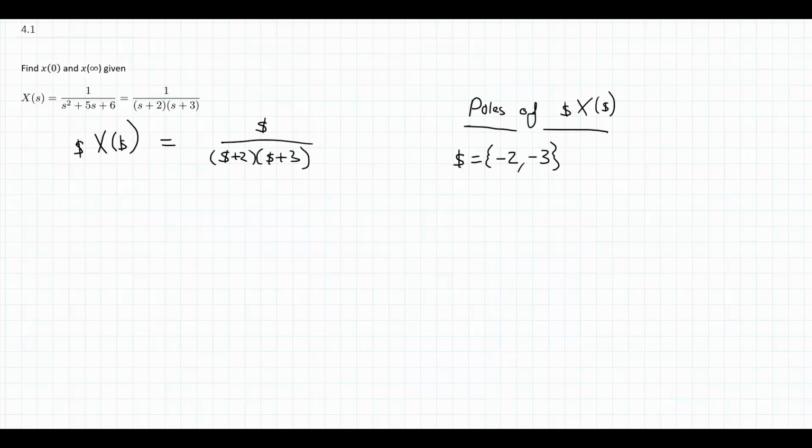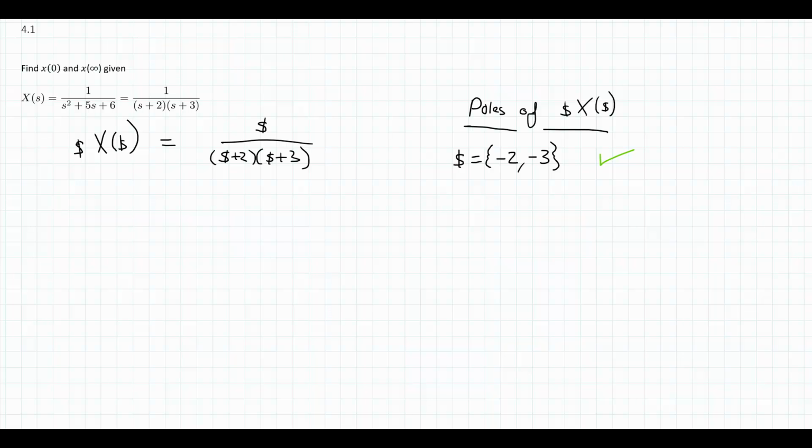Because if we put s = -2, we have 0 times (s + 3), that's 0. If I have s = -3, I have -3 + 3 is 0, times (s + 2), that's also 0. So these are exactly the two poles of s times X(s), and when we look at them, are they in the left half plane? Yes, they turn out to be purely real, but all that really matters for the left half plane is that the real parts are negative, strictly less than 0. In this case, both poles are in the left half plane. So now the initial value theorem can be used, and the final value theorem can be used.